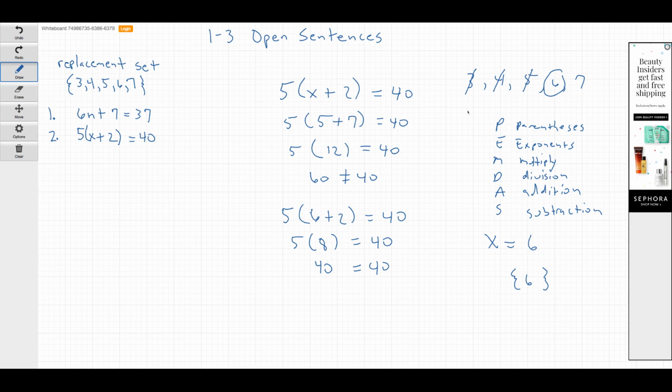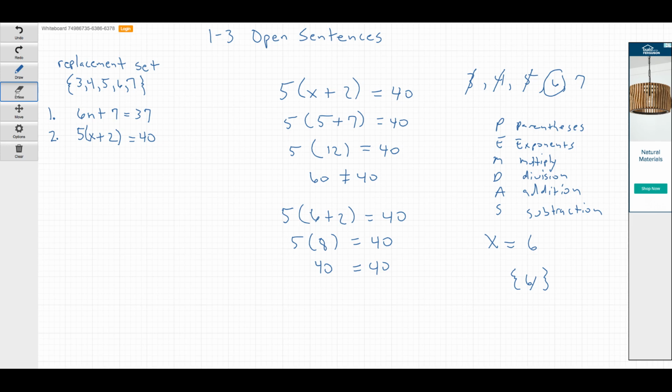There's no other number that's going to be able to make this equal 40. Now, there are some equations where there may be more than one answer, and you just put a comma, whatever the next answer is, that way.